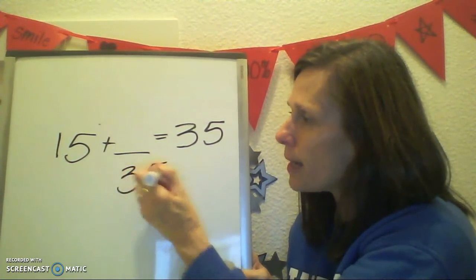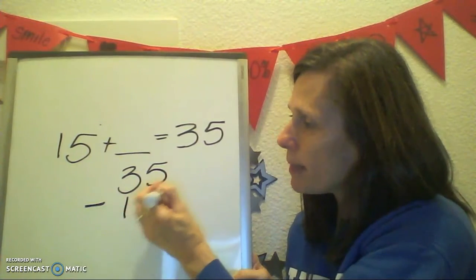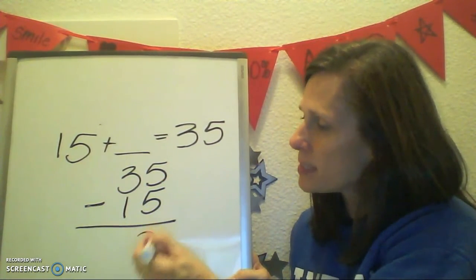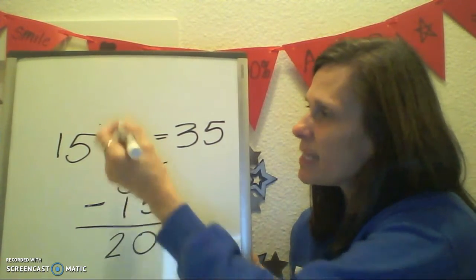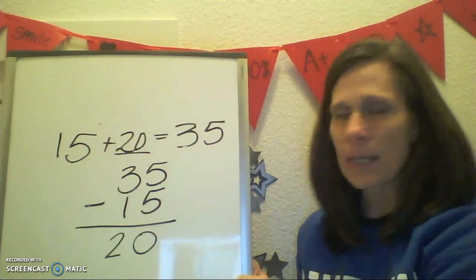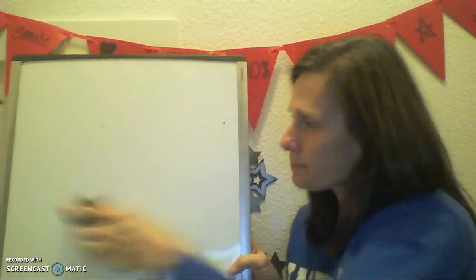So 35, I'm going to change the sign to subtraction. I'm going to bring my number 15 down. 5 take away 5 equals 0. 3 take away 1 equals 2. So my missing addend is 20. 15 plus 20 equals 35. Okay, well, let's keep going.